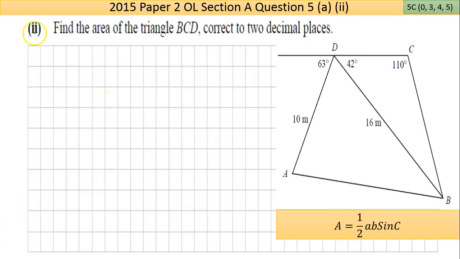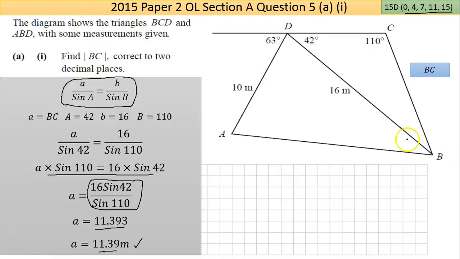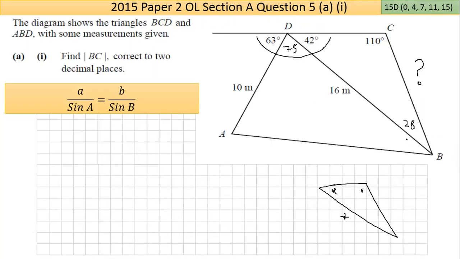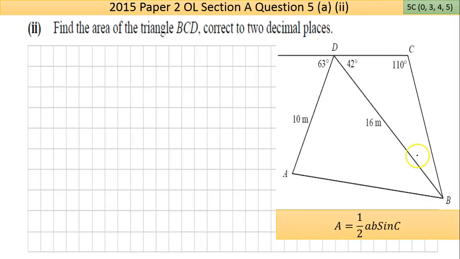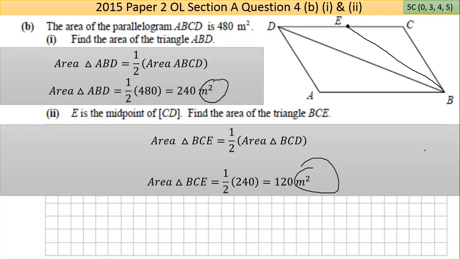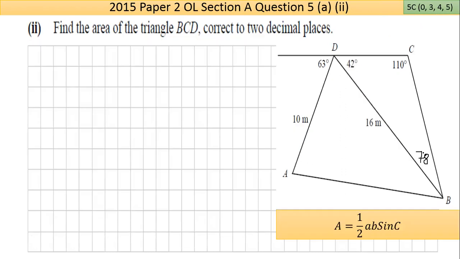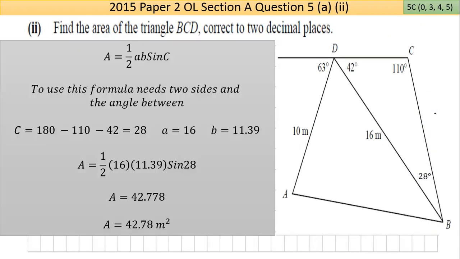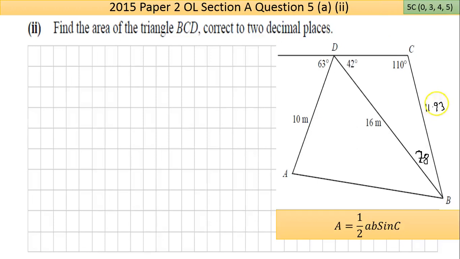Okay, so I'm on to question 5, part A, part 2 here. Find the area of the triangle BCD. Correct to 2 decimal places. Now, I've found more information since then. I'll go back and carry it across. Where did it go? 28, 75. So that's 78. What's the 78? Could be 78. 28. Okay. So that's 28. That's 11.93. Let me check that. I know I'm wrong. 11.39. Okay.